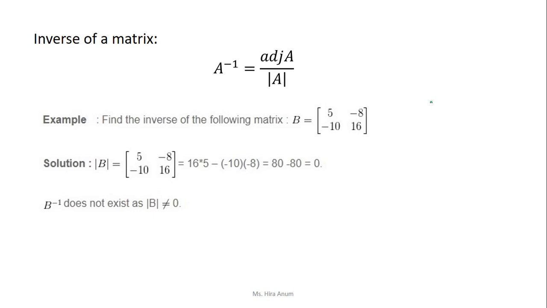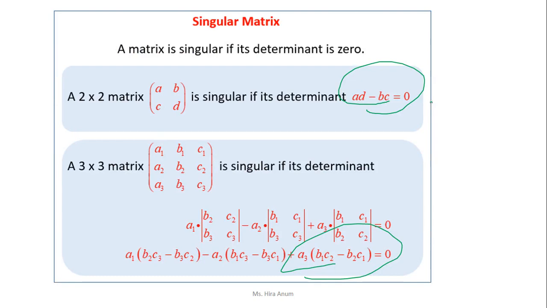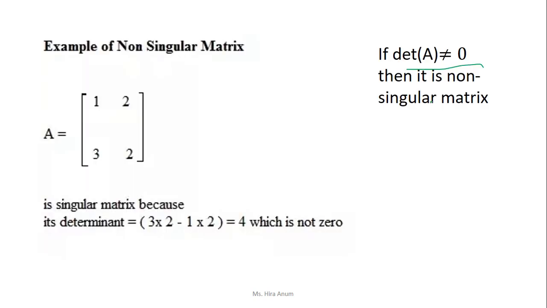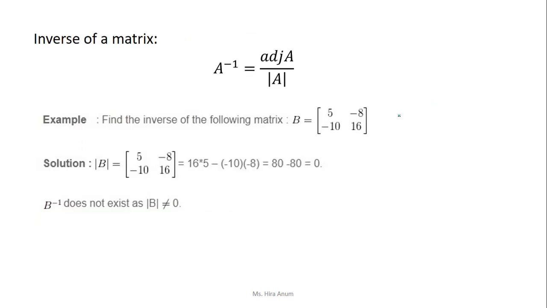When you have a singular matrix, the inverse does not exist for that matrix. If the matrix is not singular, then the inverse can be found. You can see this formula of inverse: A inverse equals adjoint over determinant of A. Adjoint is very easy to take, and the determinant is also easy.